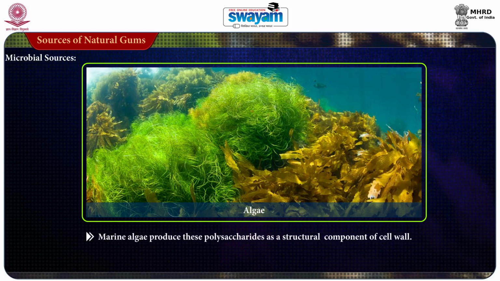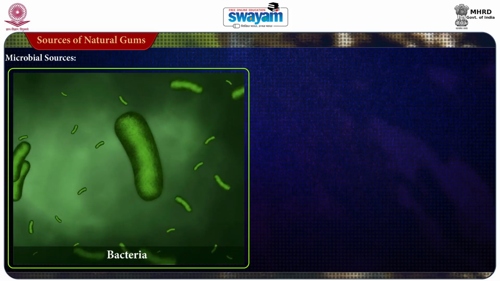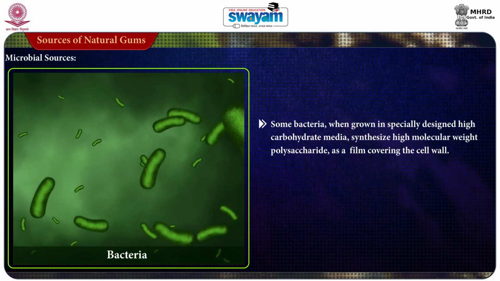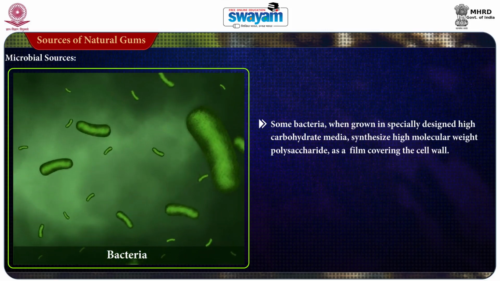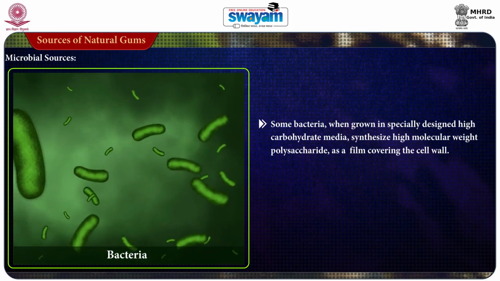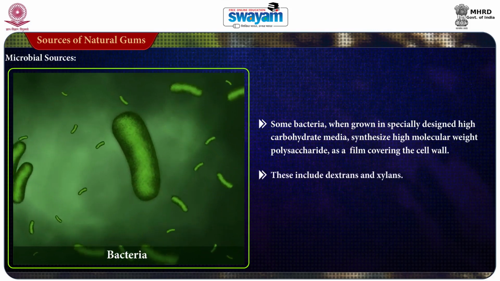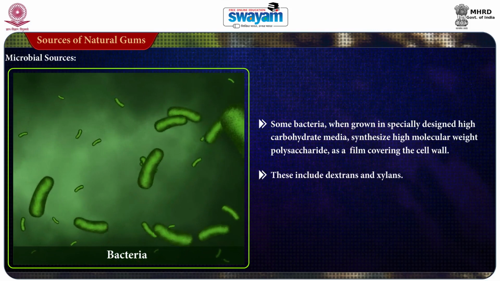Now considering the sources in a little more detail, microbial sources include algae. Marine algae produce these polysaccharides, and they are structural components of the cell wall of the algae. This includes agar-agar, alginic acid and carrageenan. The bacterial gums are produced by some bacteria when they grow in specially designed high carbohydrate media, and they synthesize a high molecular weight capsule made up of polysaccharides which covers the cell wall. The examples are dextrans and xylans.